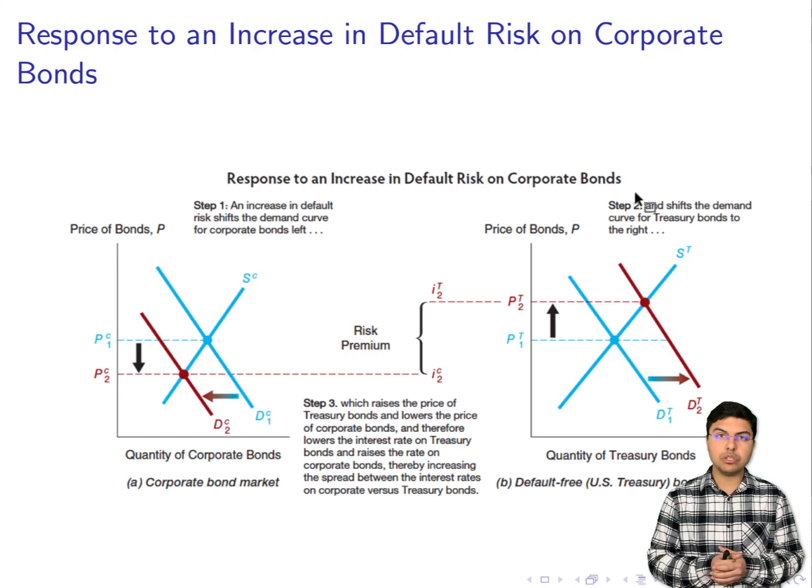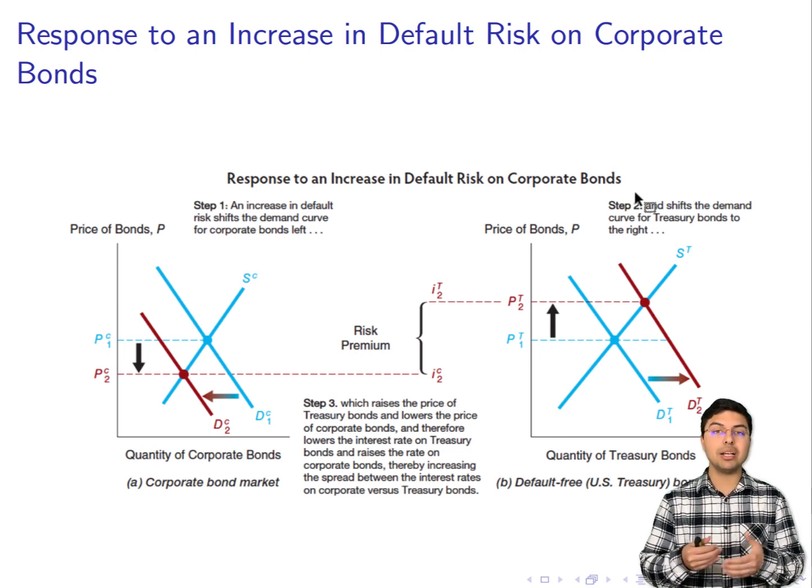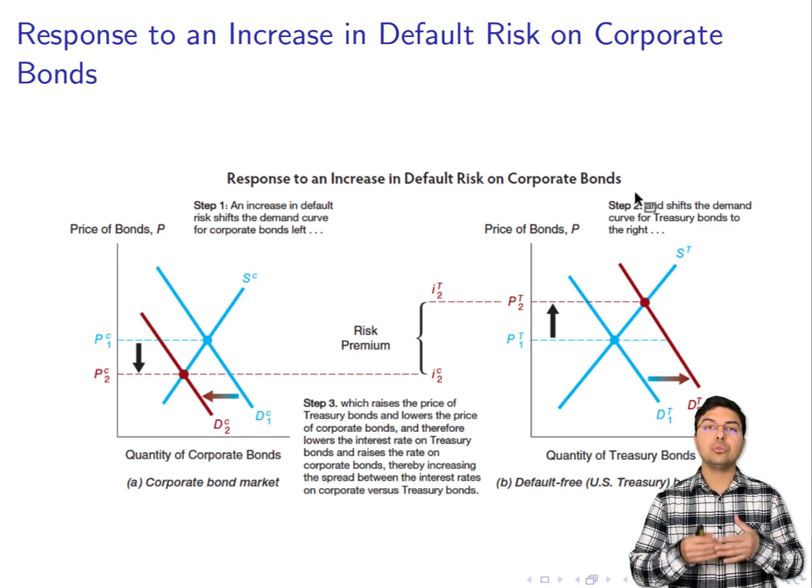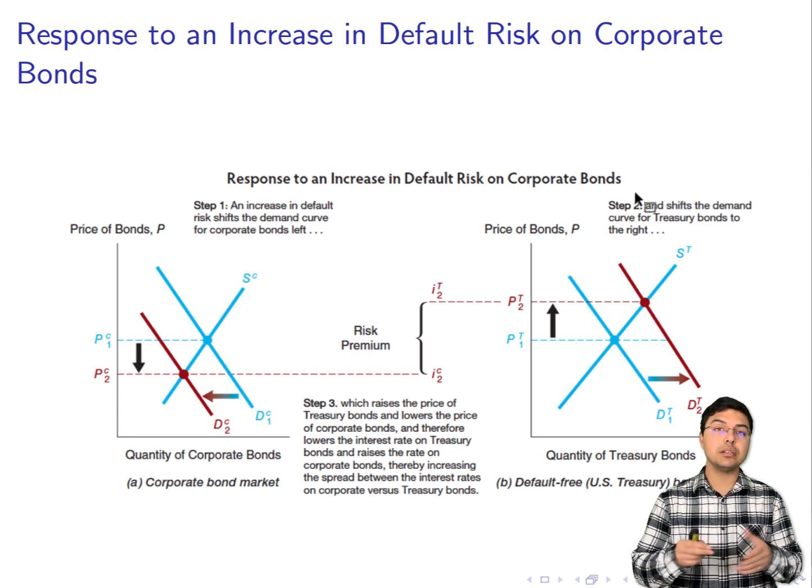Correct? What's the consequence of all this? Well, the consequence is that the price of corporate bonds decreases from P1C to P2C, and the price of Treasury bonds increases from P1T to P2T. Okay? And since we know that prices and interest rates are negatively related to each other, we can also note that the new interest rate on corporate bonds, I2C, is actually greater than the new interest rate on Treasury bonds, I2T. So this exercise explains how riskier corporate bonds usually have higher interest rates than risk-free government securities.